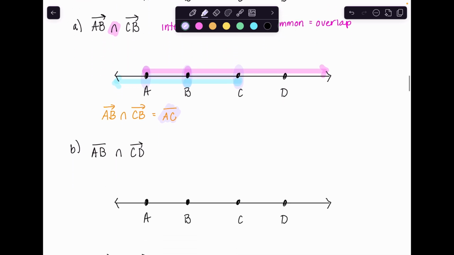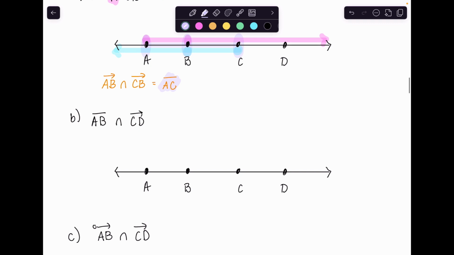Let's try a second example. Now I'm gonna take a line segment AB and I'm gonna intersect it with ray CD. So starting with line segment AB, I start at A and I head in B's direction and I just get the stuff in between. So this is that line segment.